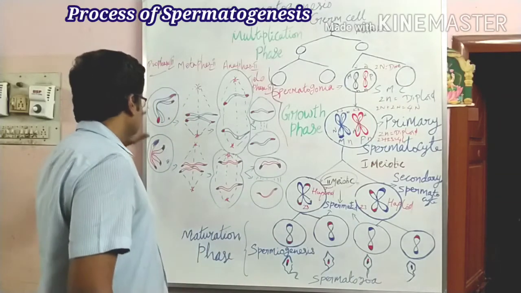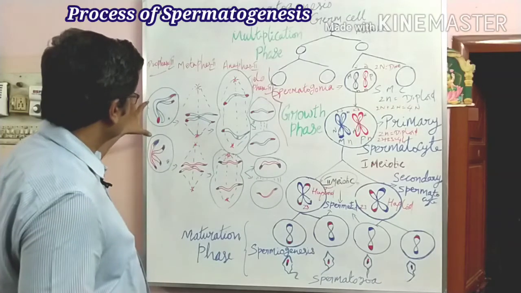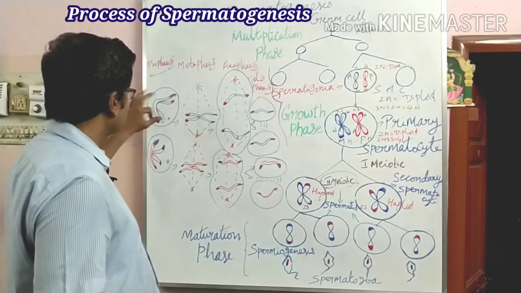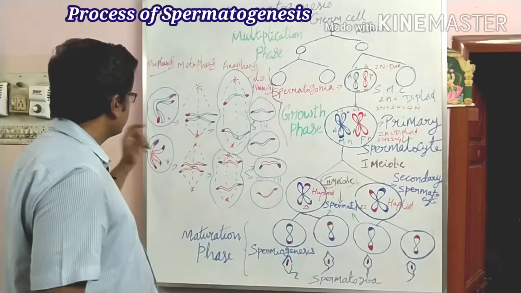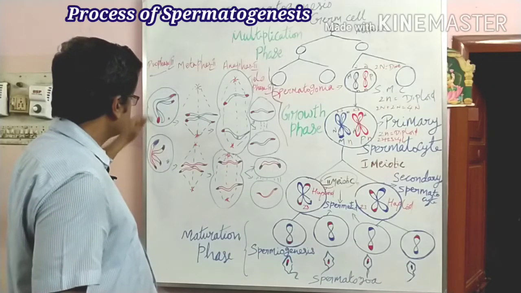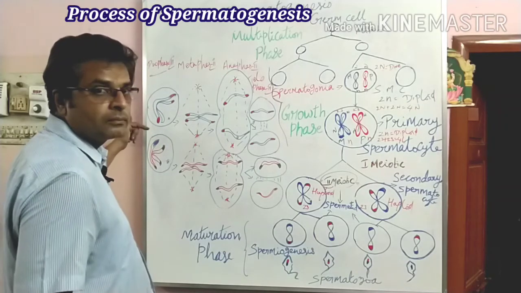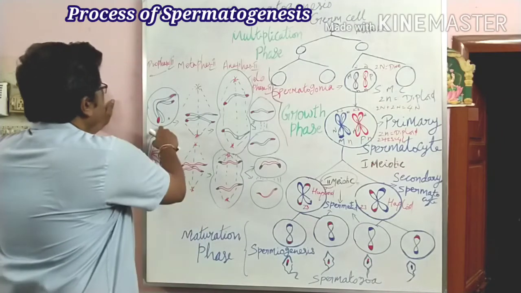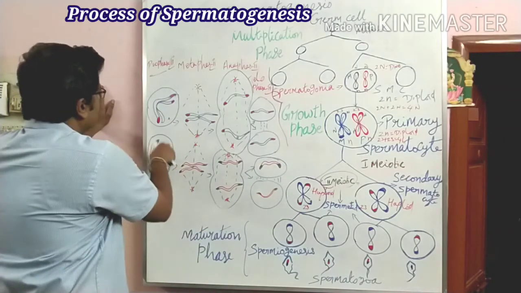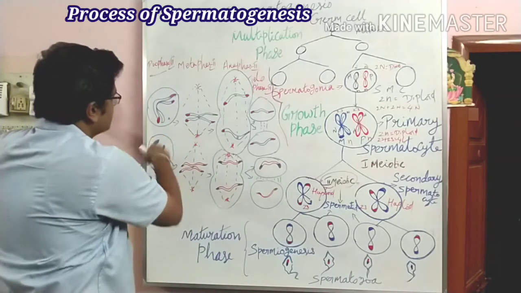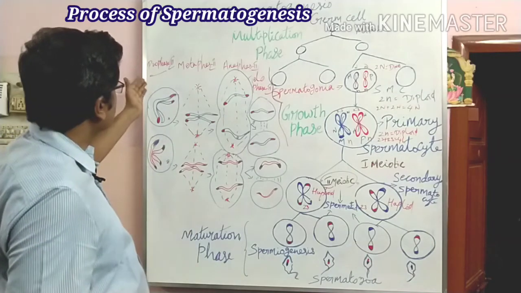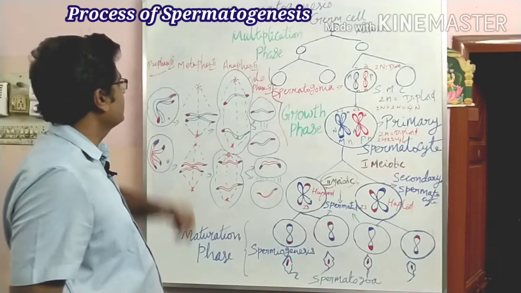In prophase 2, each cell has a nuclear membrane, a nucleolus, and two chromatids. Nuclear membrane, nucleolus, and two chromatids in each cell. This is followed by metaphase 2.